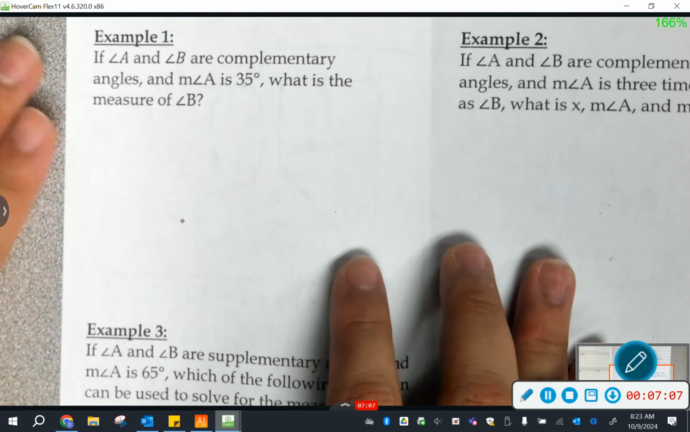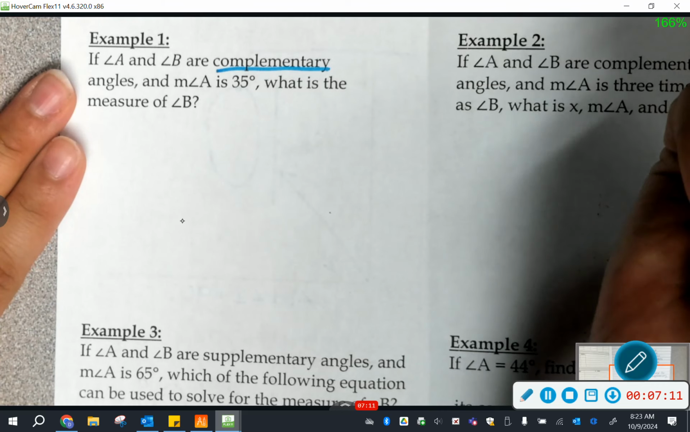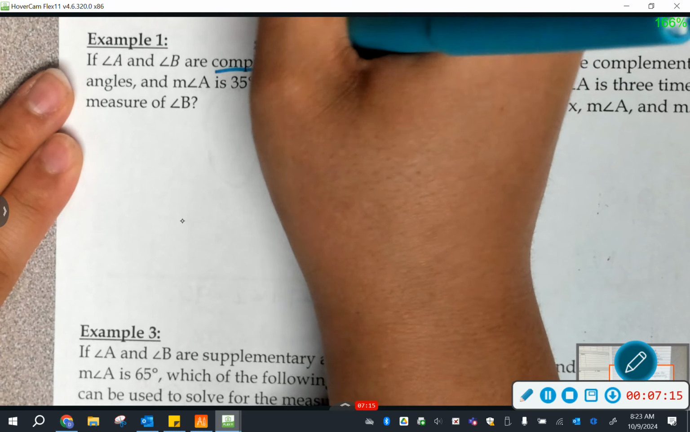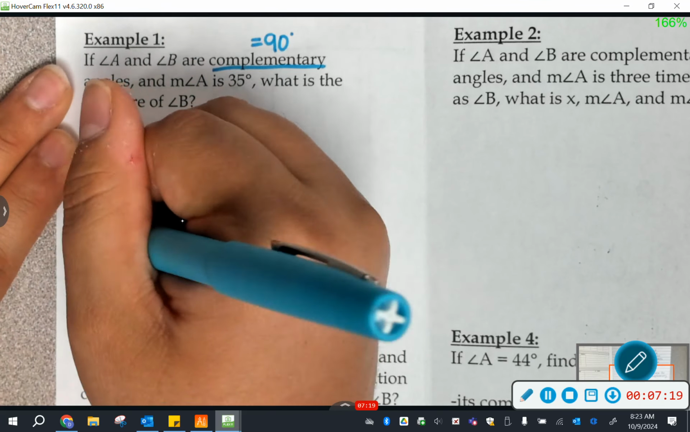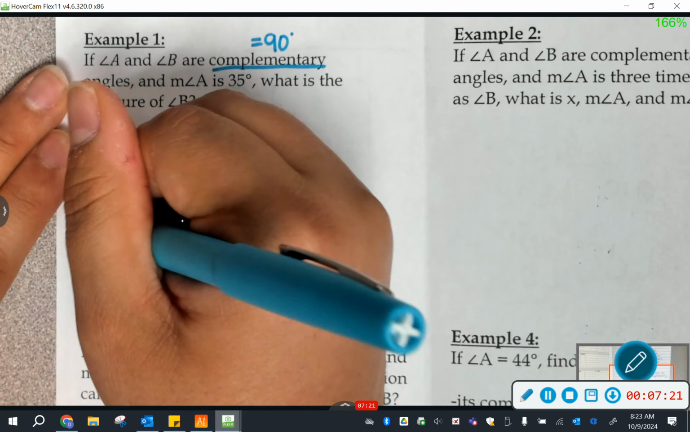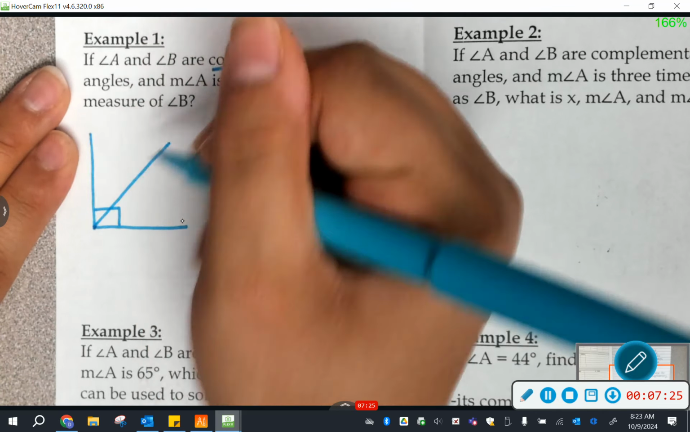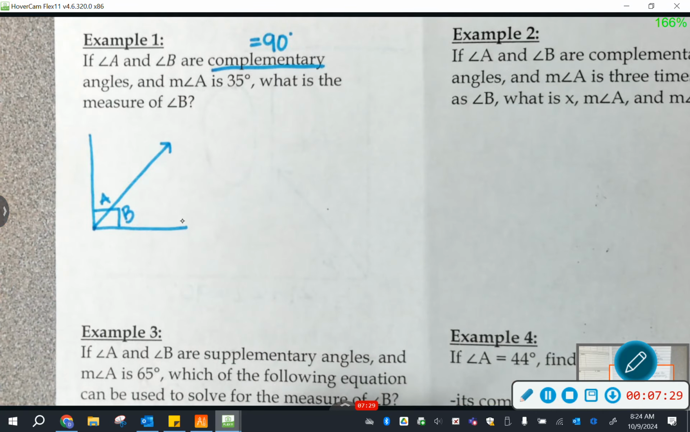Example 1. If angle A and angle B are complementary, what can I always write when I see the word complementary? Equals 90 degrees. So I am going to draw a right angle because that's 90 degrees. And I'm going to draw A and B. Two angles.